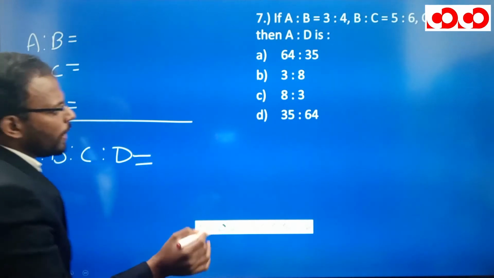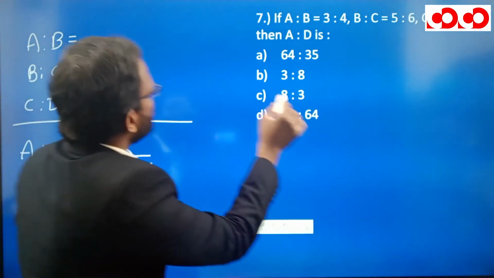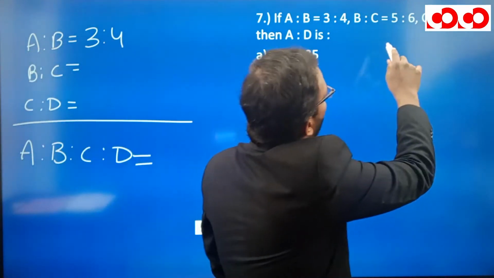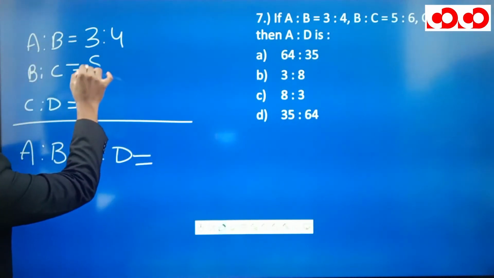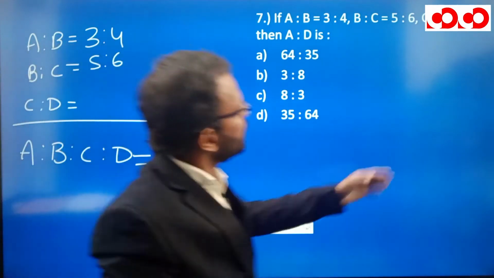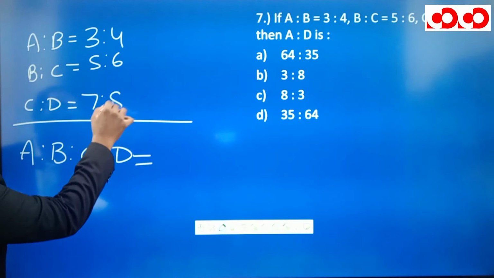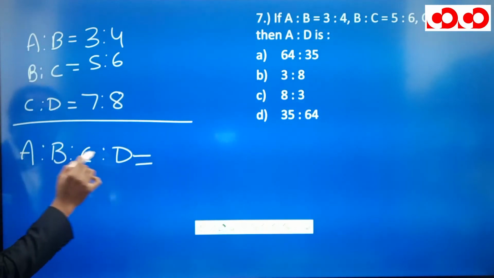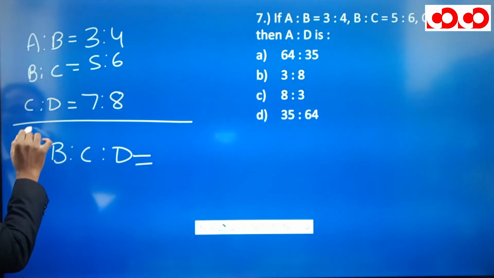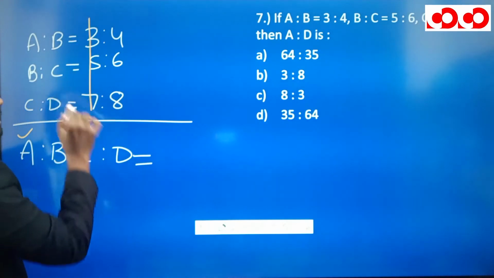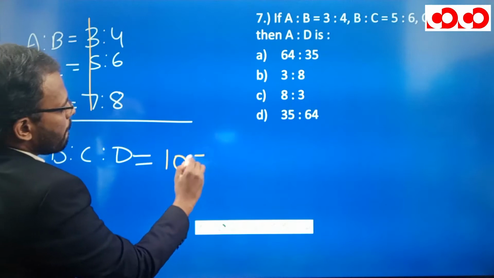It's very easy. 3:4 is what? A is to B. So I'll write 3:4. What is B is to C? It is 5:6. I'll write here 5:6. What is C is to D? C is to D is 7:8. So I'll write here 7:8. Now to find A, you need to multiply these three numbers like this. 3 5s are 15, 15 7s are 105, right?